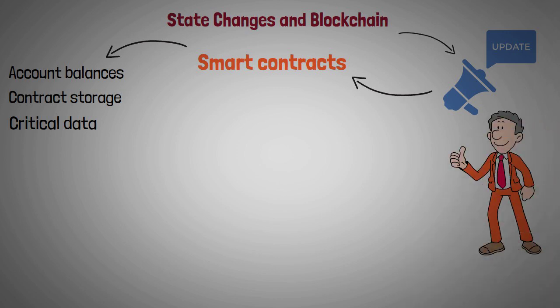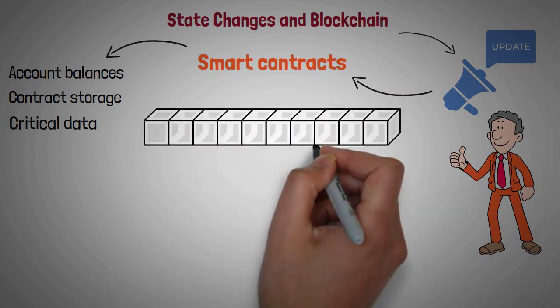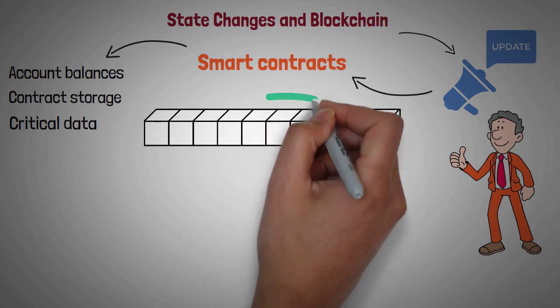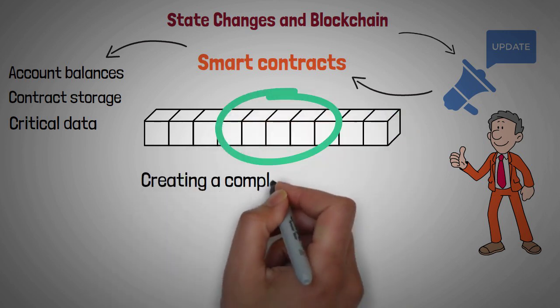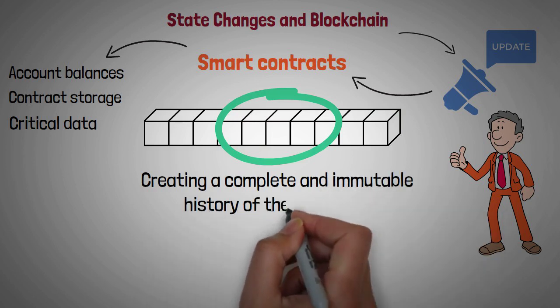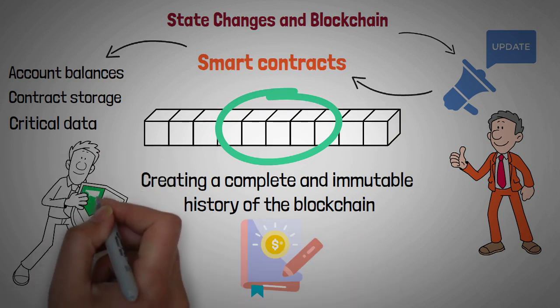As transactions are processed, the EVM updates the state of the blockchain, which is stored in a series of blocks. Each block contains a record of the changes made during the transaction, creating a complete and immutable history of the blockchain. This mechanism allows the blockchain to maintain a consistent and accurate ledger of all transactions and state changes, ensuring that the network remains secure and reliable.